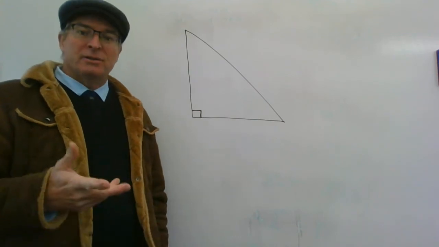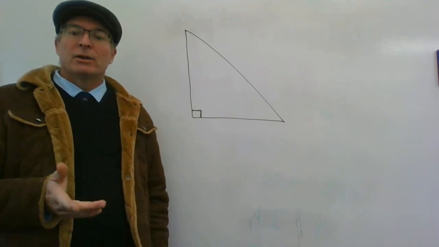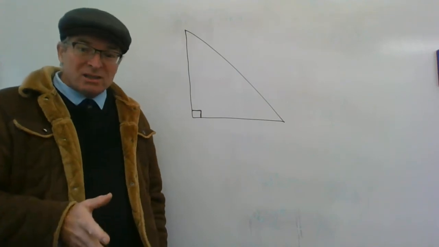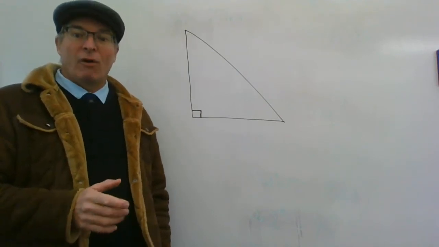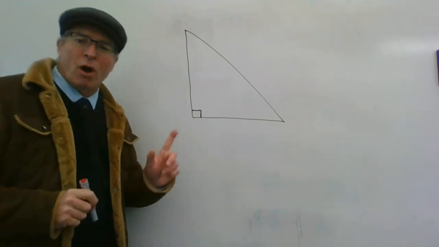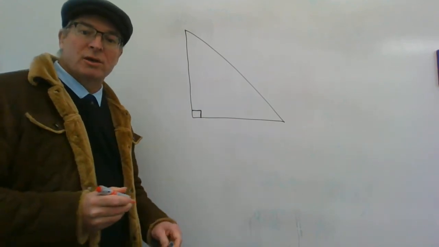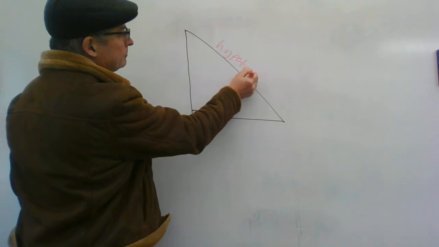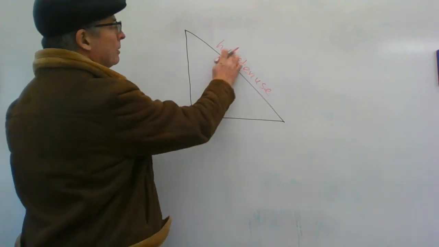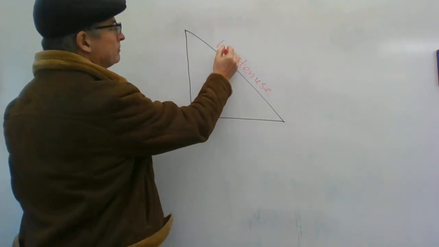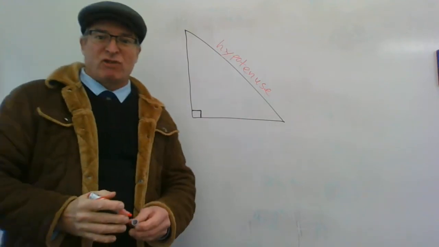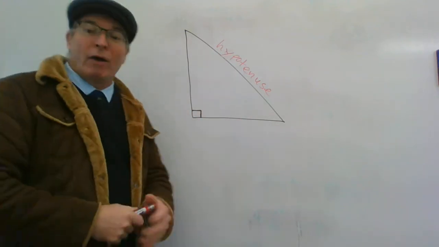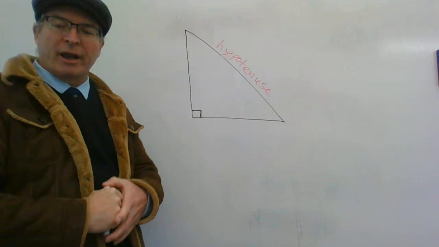Sometimes they're upside down or mixed in with other shapes. So you can always look opposite to the right angle and you can find the hypotenuse. So I'm going to write hypotenuse on the longest side of this right angled triangle. Well, I'm going to struggle to write hypotenuse, but there it is. I've written hypotenuse on the longest side of the right angled triangle.